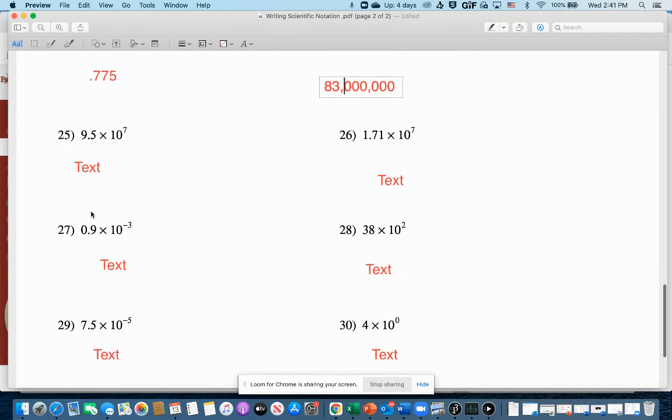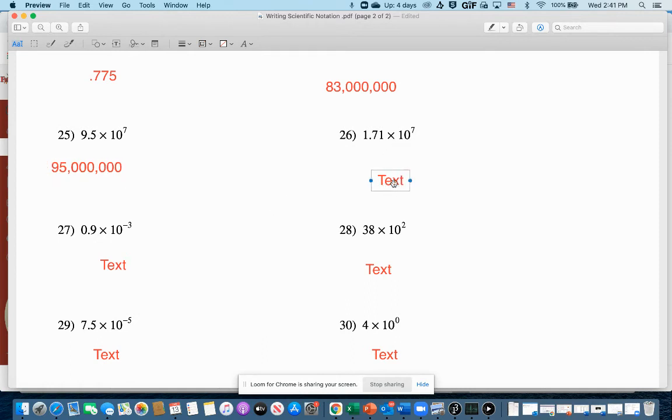9.5 times 10 to the 7th, similar method here. So I'm going to go ahead, 9.5, move it over 1, and then 6 more times. So that's going to end up being 95 million right here, right? It started out here. I moved it 1, 2, 3, 4, 5, 6, 7.